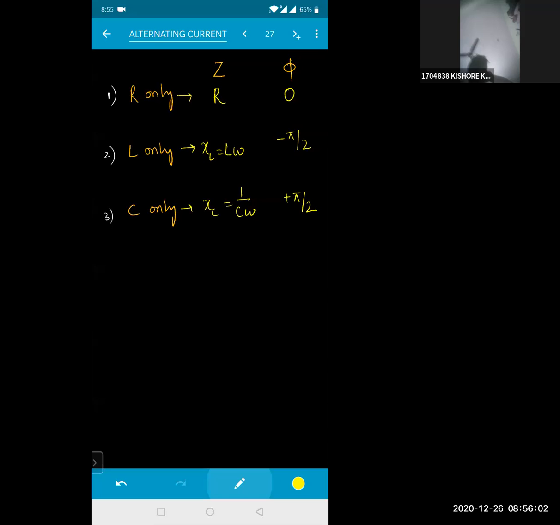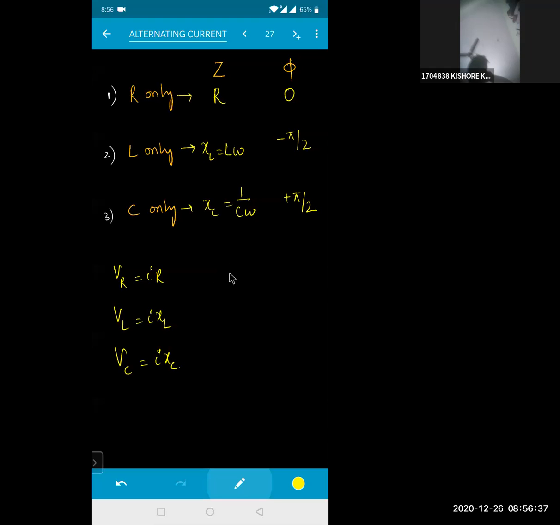So while doing the problems, make sure that you treat XL and XC as resistances and try to simplify like a series as well as a parallel combination. If I'm writing here, potential across the resistor VR is equal to I into R. The same way, potential across the inductor will be equal to I into XL, and potential across the capacitor will be equal to I into XC. So treat the inductor and the capacitor as a resistance and try to simplify the problems.